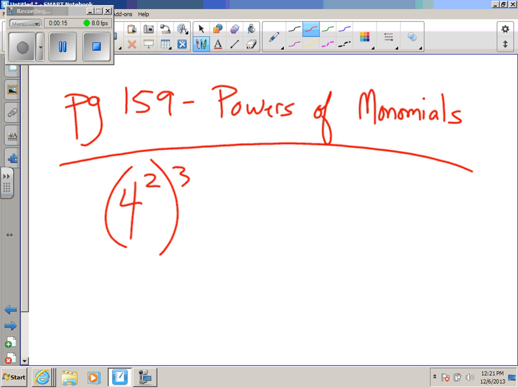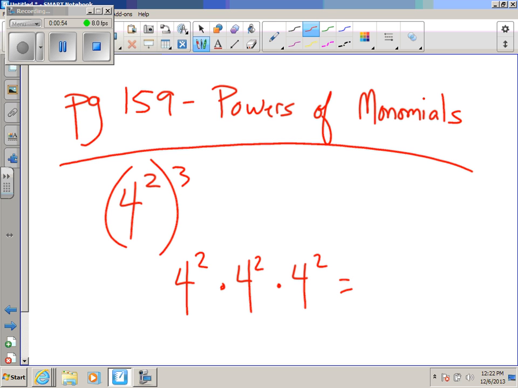Powers of Monomials, page 159. Adele asked Dion to write 4 squared to the third power using only one exponent. Dion wrote this expression correctly as follows. Essentially, what this means, the long way, is we have how many 4 squareds? We have 3 4 squareds.